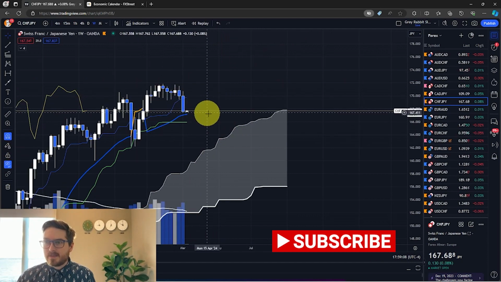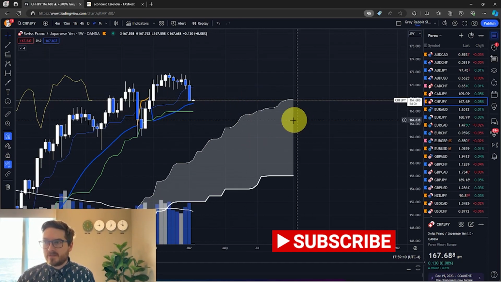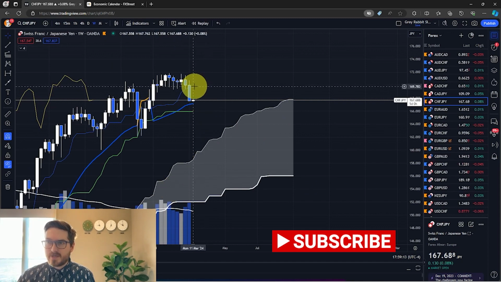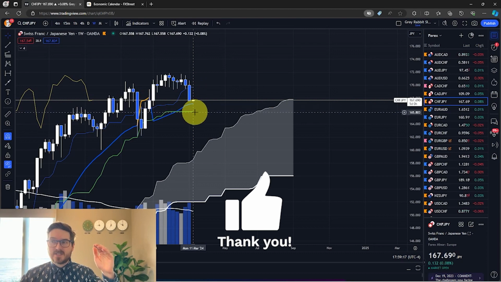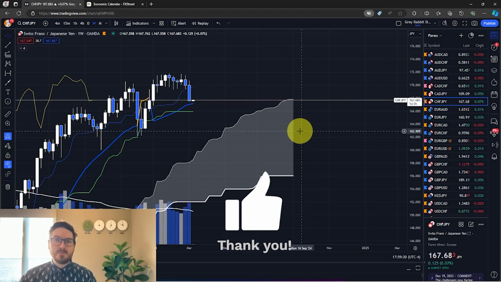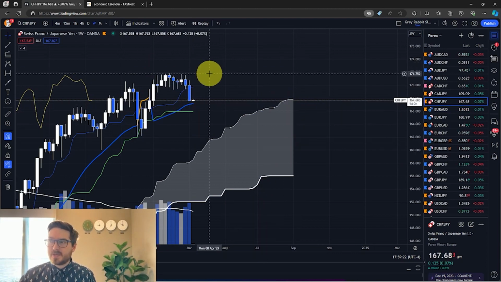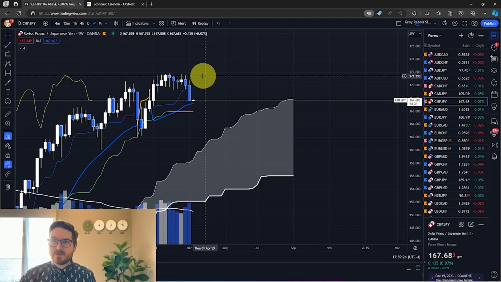So yeah guys, overall on the weekly we have a bullish Kumo cloud, price closed below the Tenkan-sen, and now we have Tenkan-sen flat, Kijun-sen flat, and Senkou span A and B both flat. So this is a retracing market. I have this marked as a ranging market this week.